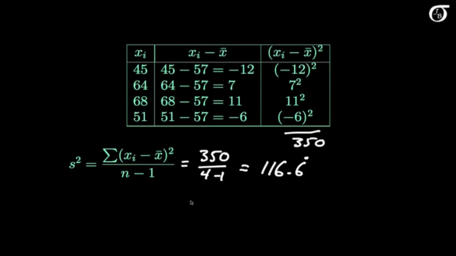The standard deviation S is simply the square root of the variance, so the square root of 116.6 repeating, and that works out to 10.8 when rounded to 1 decimal place.